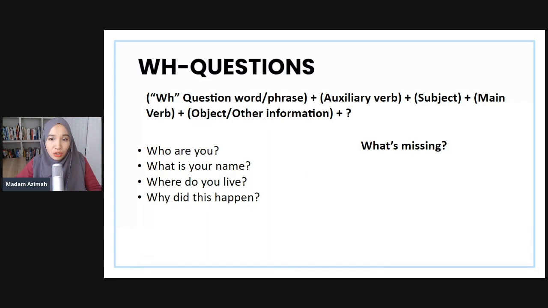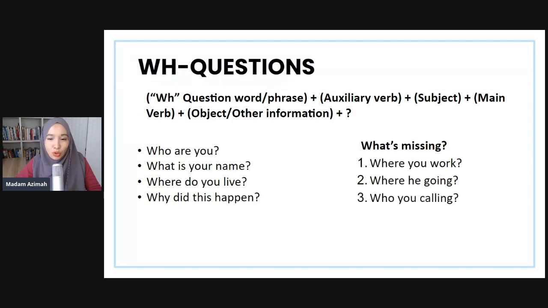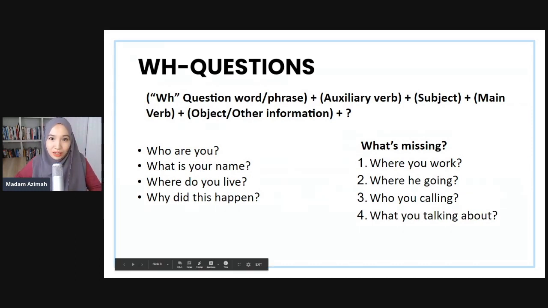So I want you guys to look at what's missing. Where you work, where he going, who you calling, what you talking about. All right, can you tell me what's missing there? Write your answers in the comments. Try it out. What's missing?